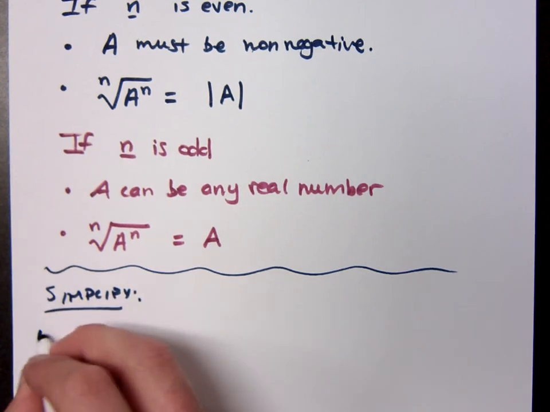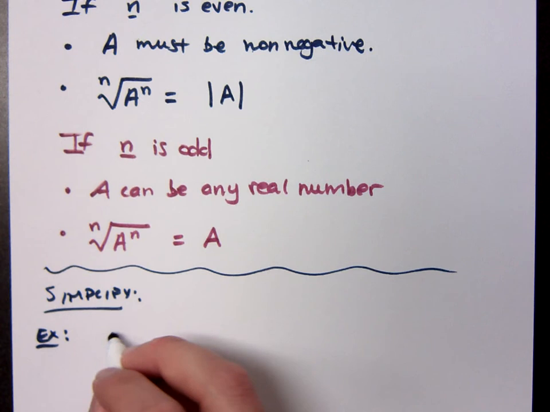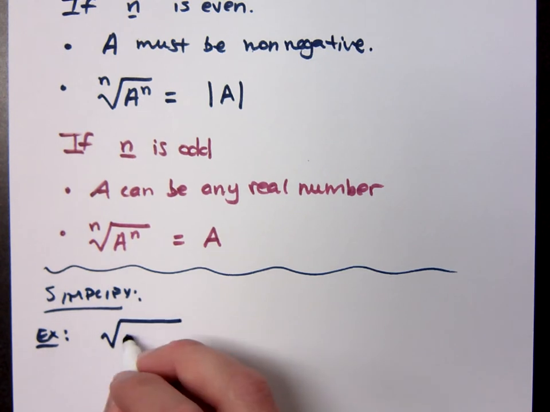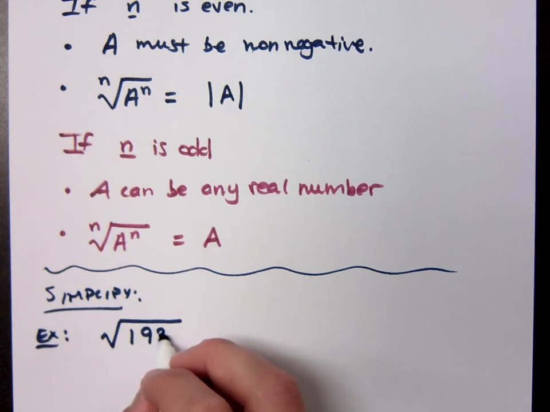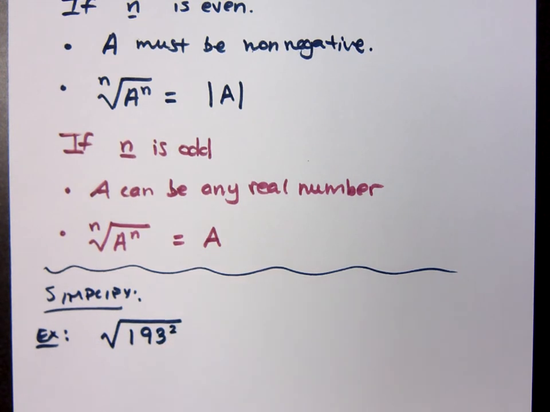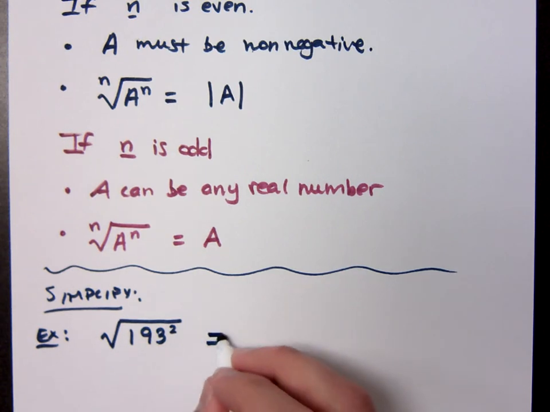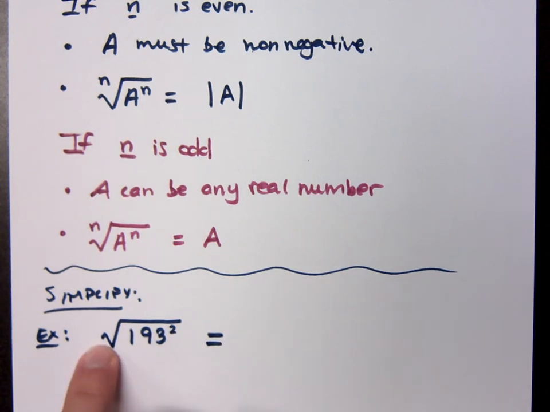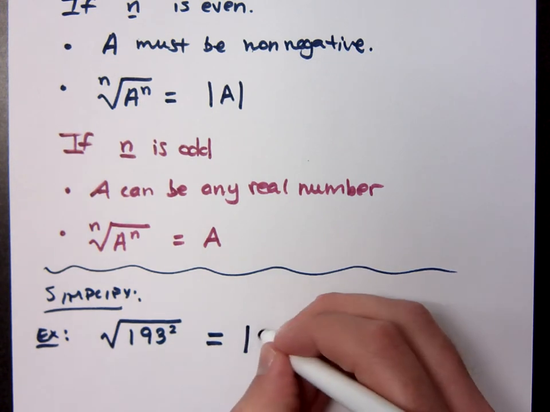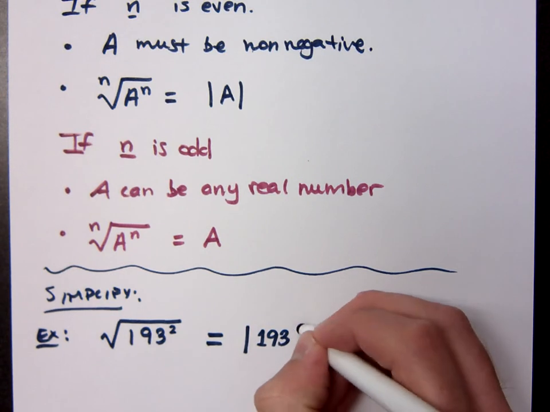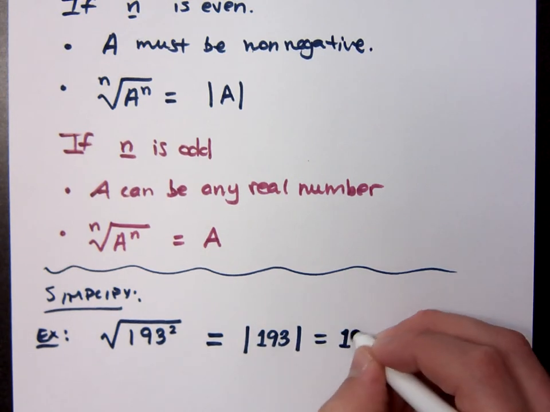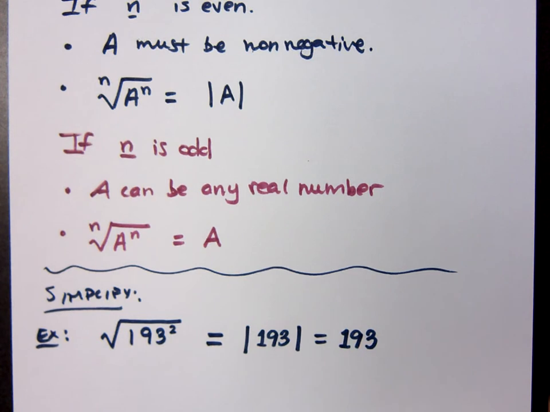So if I ask you to simplify, let's start off nice and easy. What's the square root of 193 squared? Well, notice there's no index written here. If it's just the square root symbol, it's understood to be an index of 2. So since the index and the power match up, this should equal the absolute value of 193, and of course that's just 193.